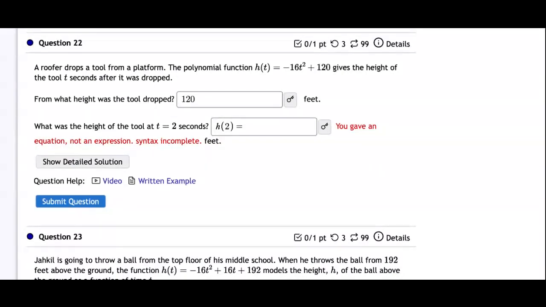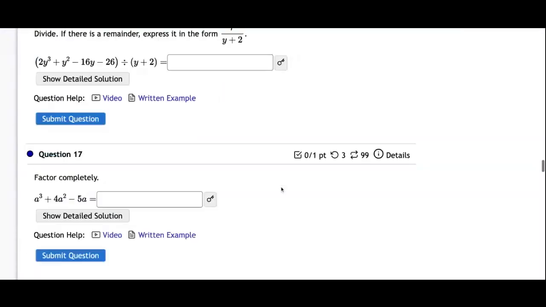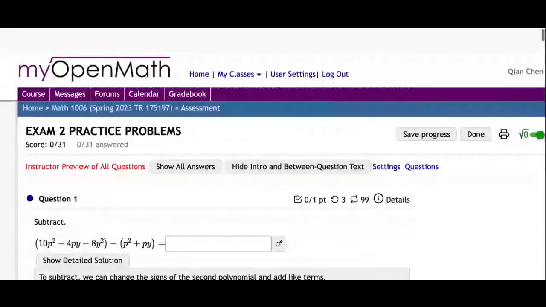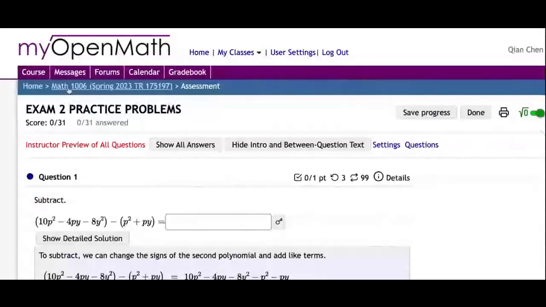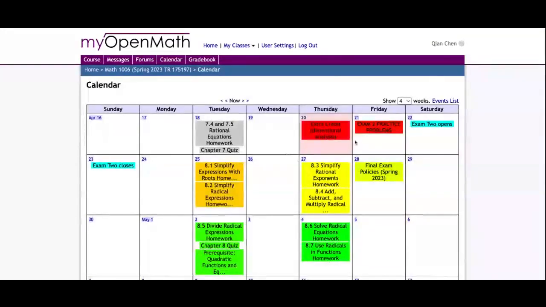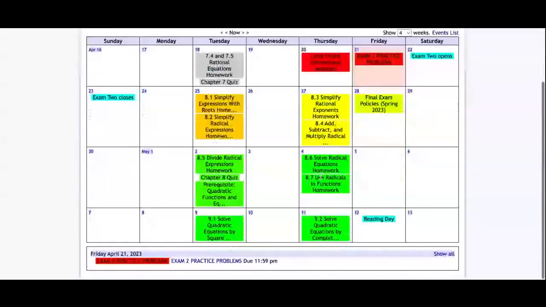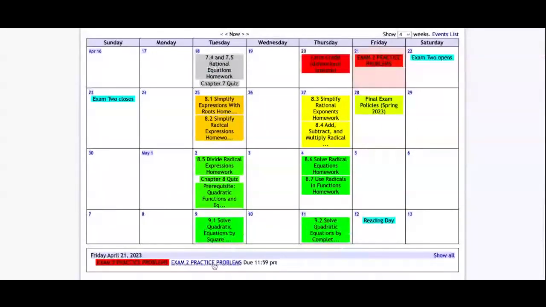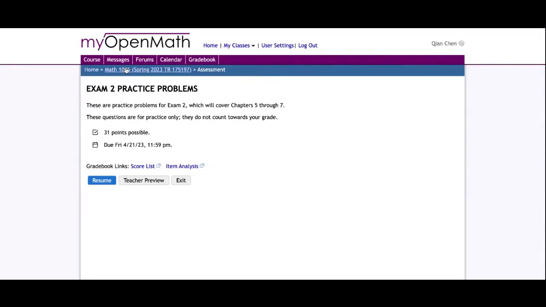How do we access the problems? It's only showing the extra credit on my end. What? You cannot see the problems? Or you don't know where to look at it? Okay, you go to calendar. The easiest way is to go to calendar, right? You see this exam 2 practice problem, you hit on it. You see on the bottom, it appears here. You click on it. So this is one way.